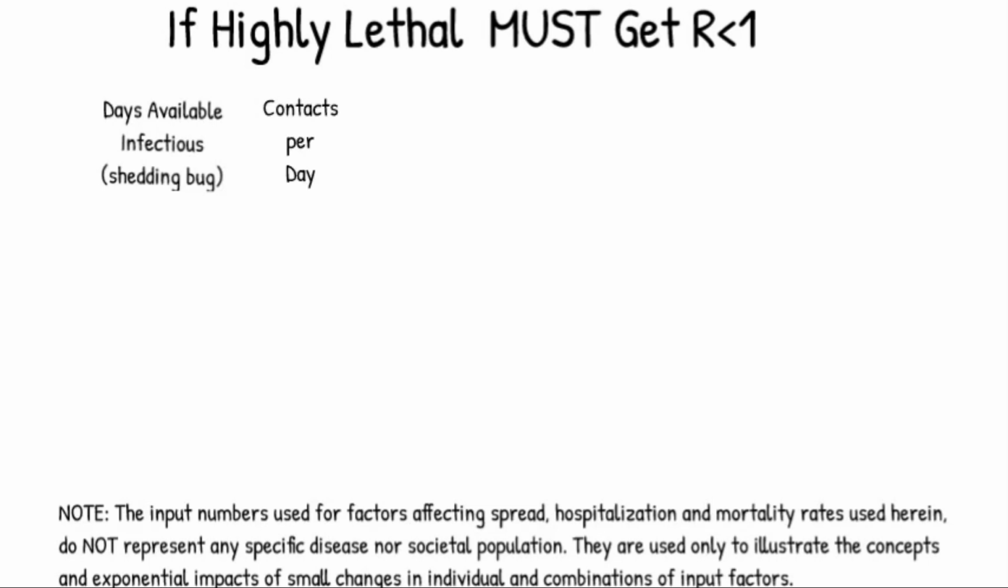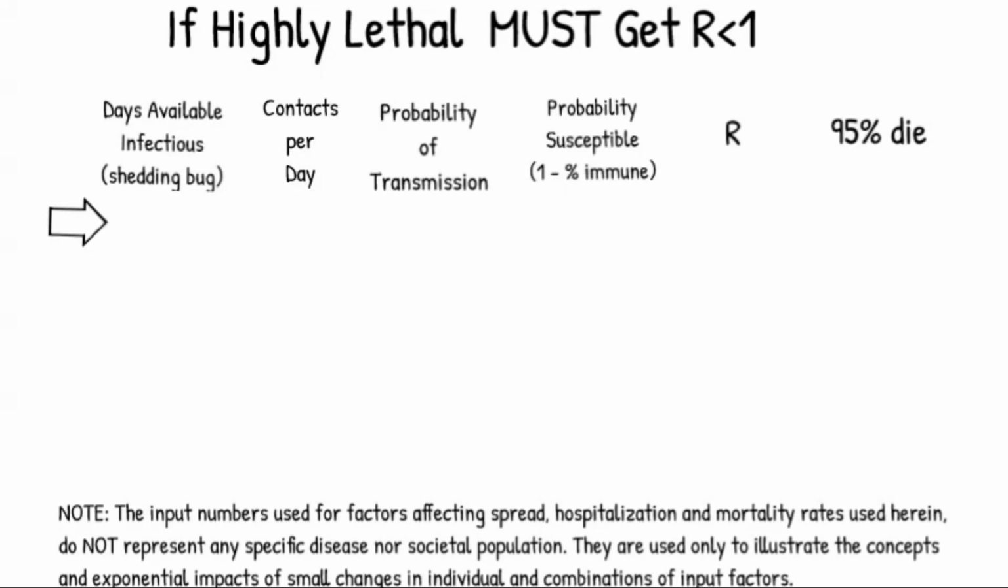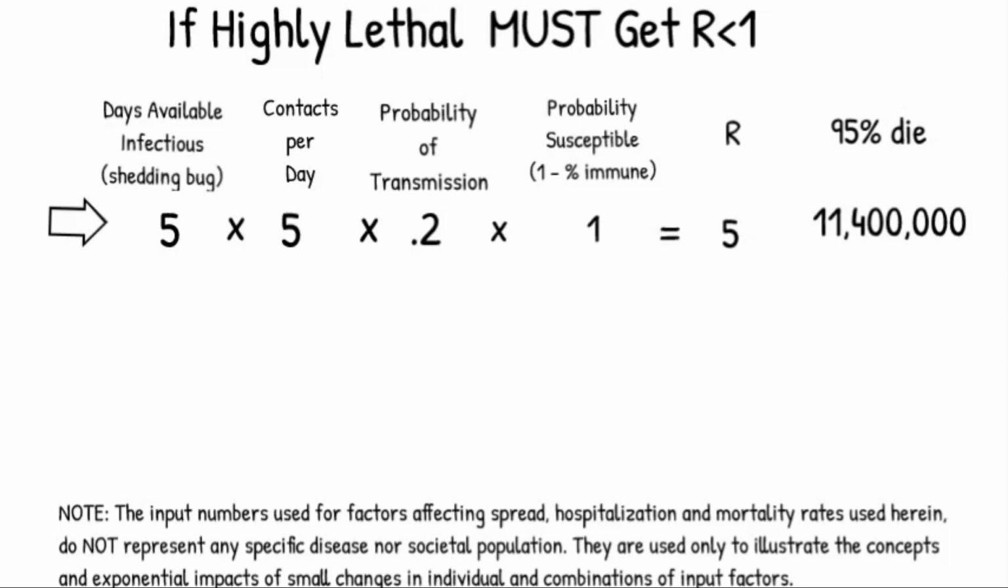So if you had our initial conditions, where the average number of days a person who is infected actually sheds the virus is 5 days, and they make 5 contacts per day, and the probability of transmission is 20%, but because nobody's immune, the proportion that are susceptible is 100%, then after just 10 steps or generations out, which again, depending on the disease, could be a different length of time, that might be in the range of 4 months from the beginning or something like that, you would get, at an R of 5 and 95% mortality, 11.4 million deaths over that time because of the high mortality rate. So you need to get the R down as quickly as possible.